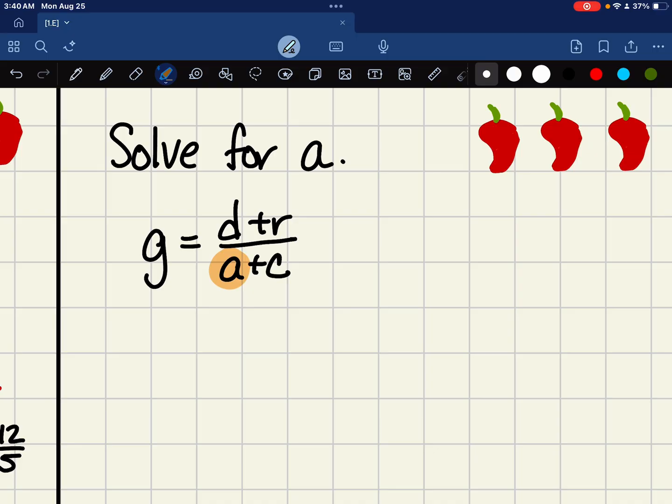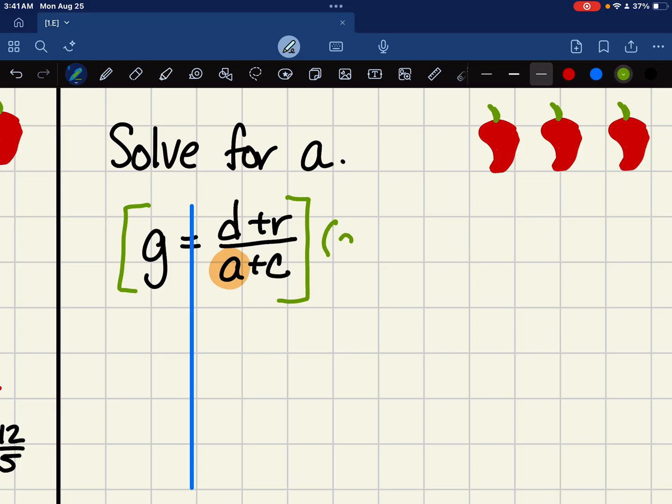Now the thing that kind of scares kids here is the d and the r and the a and the c, they're both kind of trapped in the fraction. So if I want to try to get a by itself, I have to break apart the fraction first. And how do we break apart fractions? Well, we fraction bust, right? We multiply by whatever's in the denominator. So this one, I'm going to actually multiply times a plus c.